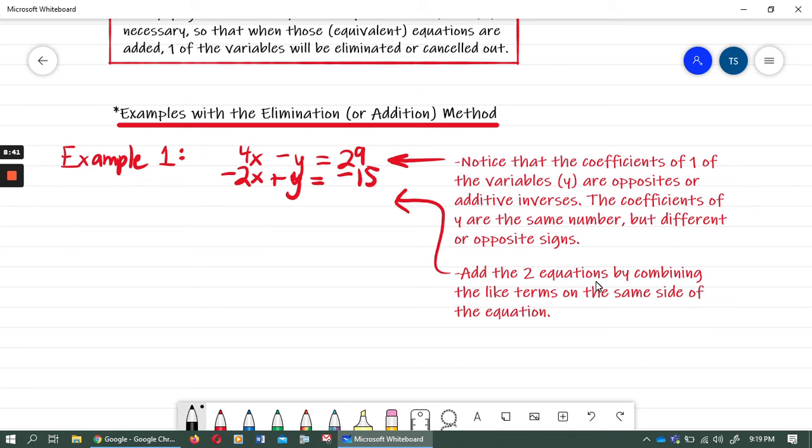All right, so guys, let's add these two equations together. Again, we're going to add them together by combining the like terms on the same side of the equation.